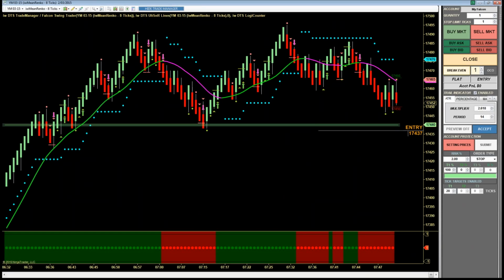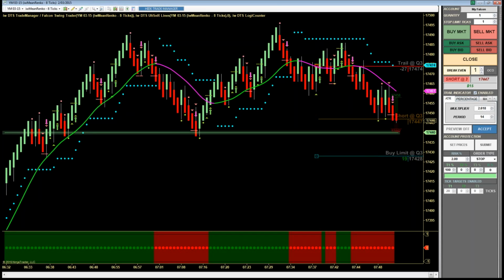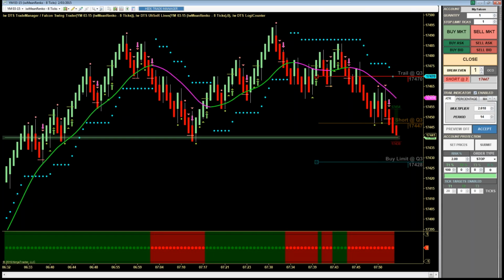I'll be able to guesstimate where the triangle and hash mark will print, although I have a feeling it's going to be very close to these lows right here. Oh, look at that. They gave us the triangle hash mark immediately.